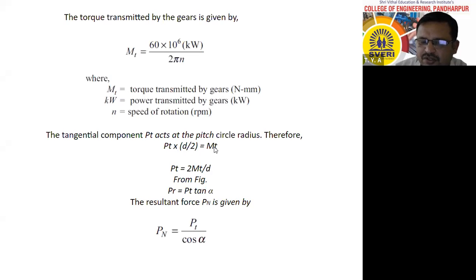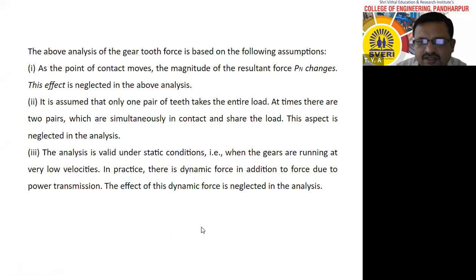And once you find out Mt, you can find out the power transmission. Kilowatt is equal to 2 pi n into Mt divided by 60 into 10 raised to 6. Directly you will get power in kilowatt. Now you have understood how the force analysis of the gear is done. And this I have already told: by using the cos alpha and sin alpha relations, you can find out PR in terms of PT, like this you can determine.